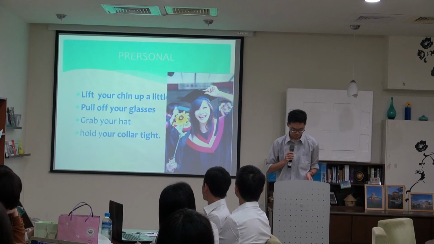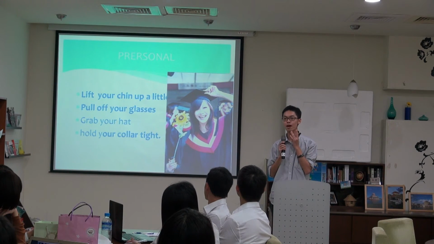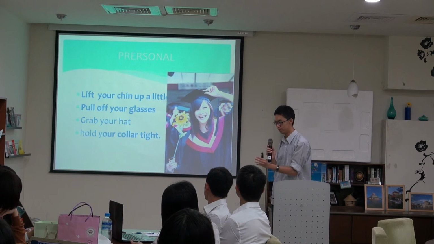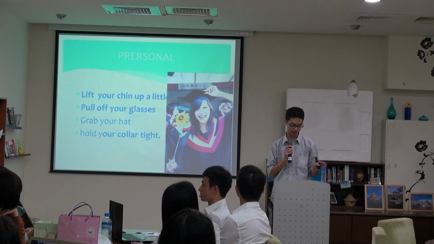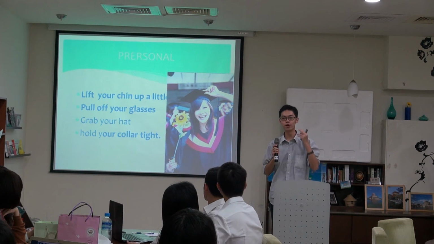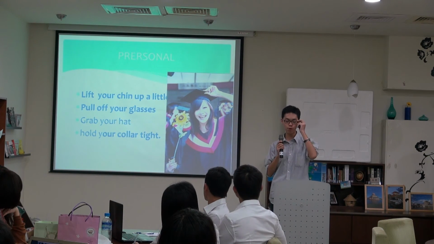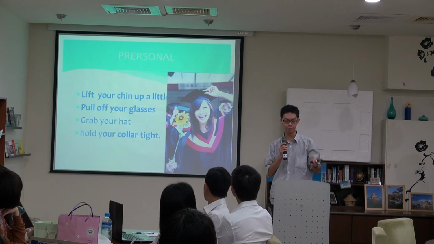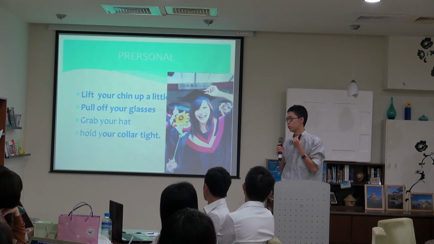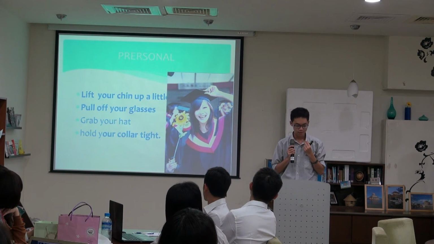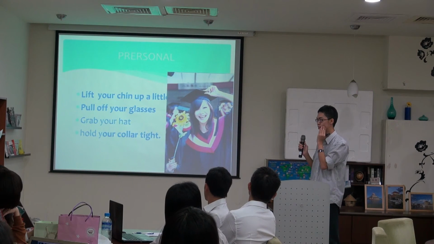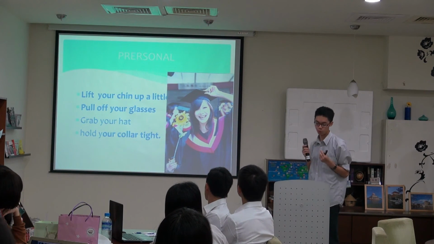So first, you have to lift your chin up a little bit, so that the double chin will not be emphasized in the picture. And second, if you want to show your charming eyes, you have to take off your glasses if you have any. And third, hold your head up and hold your collar tight, or they will make your head look connected to your body in a disturbed way.